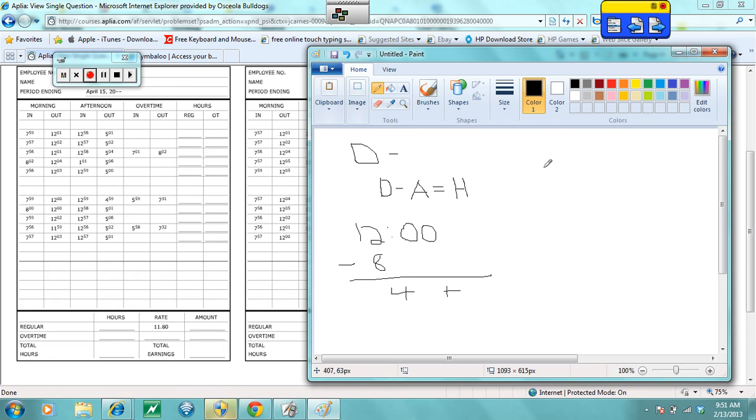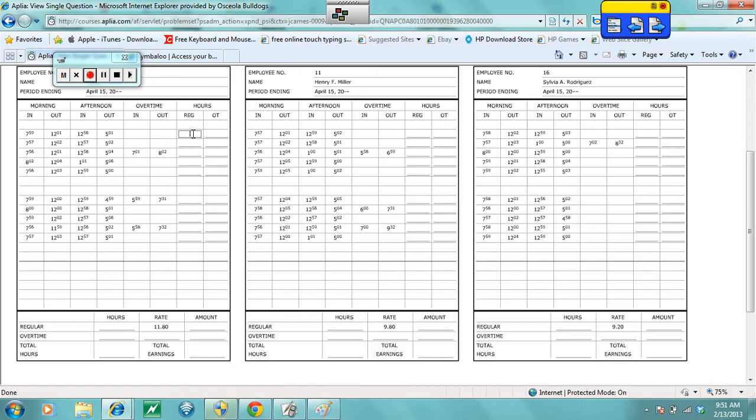So I'm not going to write that out because I'm too terrible at it. So 4 plus 4 equals 8. 8 hours worked. So that's what you put here, is an 8. Is there any overtime? No. So you don't have to put a 0, okay? They don't want you to put it in if there isn't any.